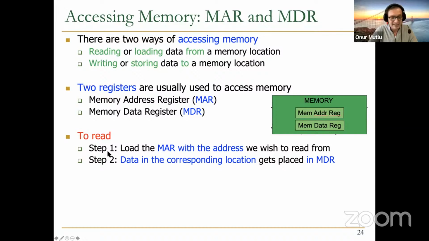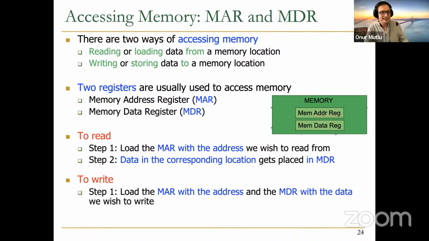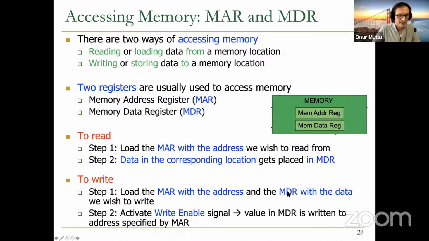I think I already said the reading part. Let's look at the writing part. It's essentially very similar, except we need to provide not just the address, but also the data. So the address goes to the memory address register, and the data we wish to write to that address goes into the memory data register. And we activate the write enable signal. I'm not going to go back to the memory I showed you earlier, but there was a write enable signal, if you remember. We activate the write enable signal, push it high, and that activates circuitry such that the location specified by the memory address register gets the data in the memory data register and writes it into that location.